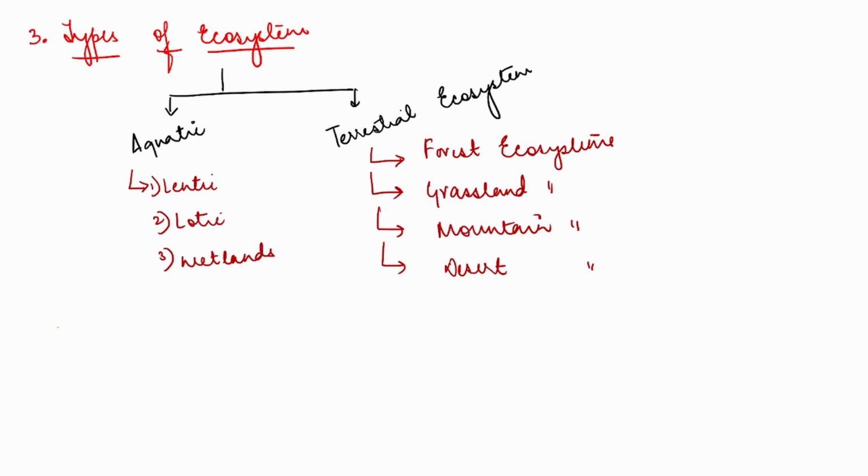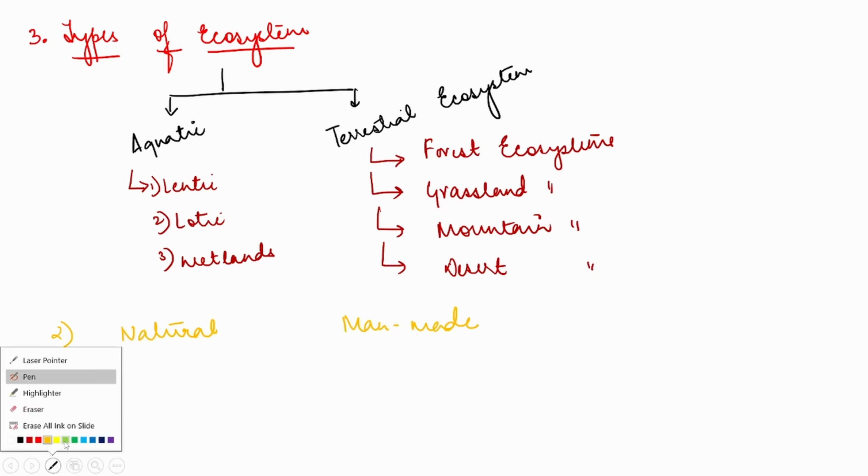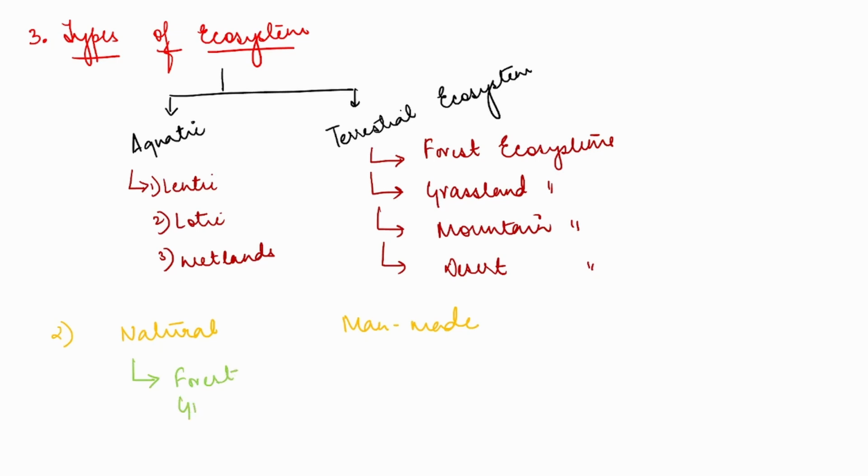Another way we can differentiate is on the basis of natural and man-made. If we talk about natural, what does it include? Forest, grassland, those will come under natural ecosystem. But if we talk about man-made, agricultural land, and if you focus on water ecosystem, then aquarium. So these are all man-made ecosystems.